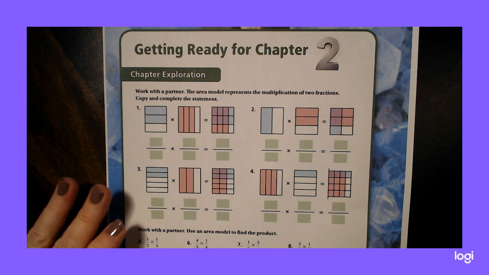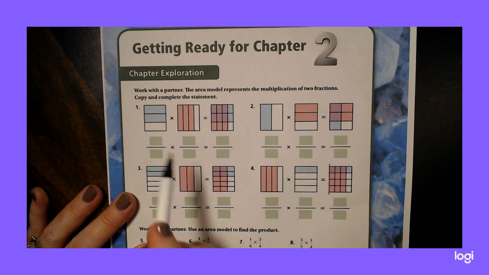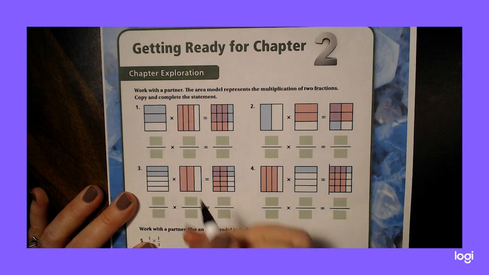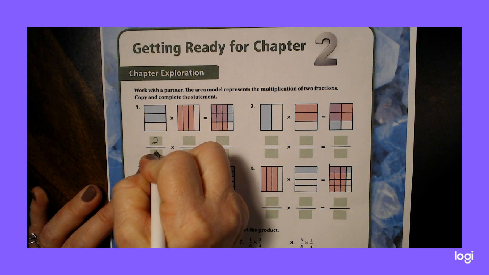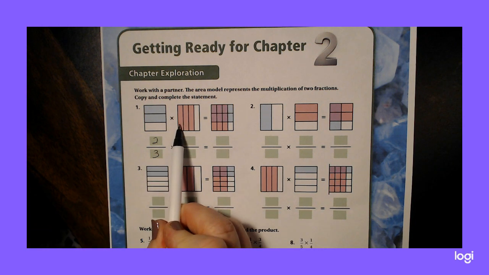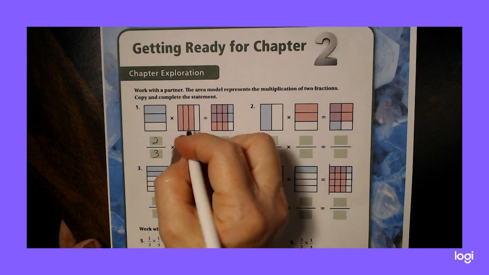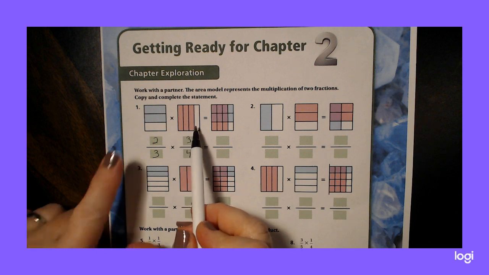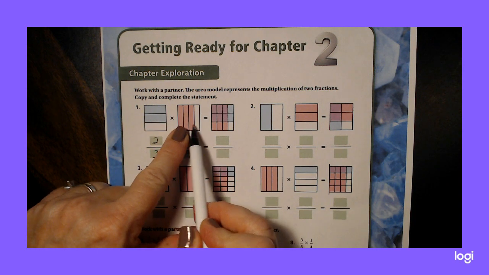Let's go ahead and look at our first example. You will notice here, if I would ask you to give me the fraction for this picture, you would tell me that 2 out of the 3 are colored. So you would write 2/3. You would look at the next example and you would notice that 3 out of the 4 are colored, so you would write 3/4.